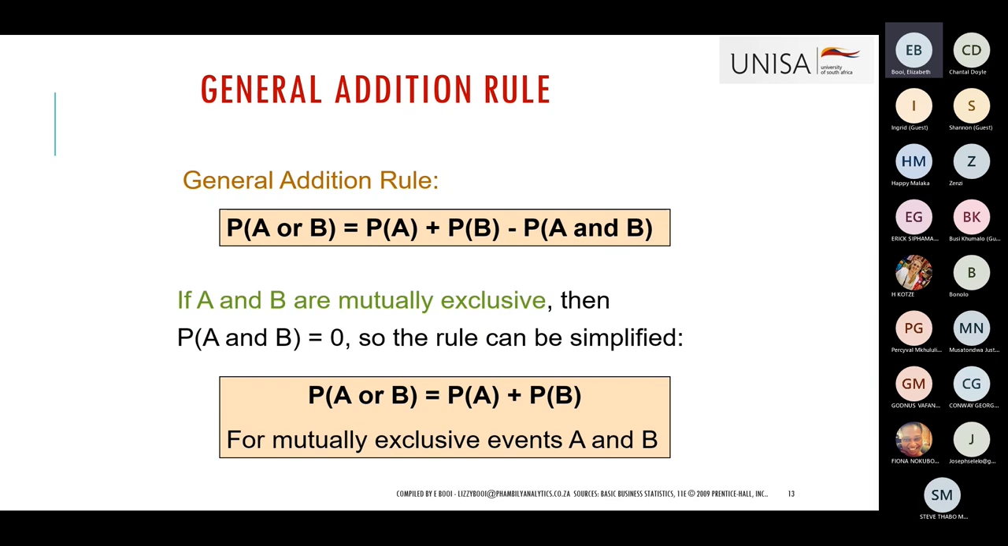But if and only if the events A and B are mutually exclusive, then the probability of A and B will be equal to zero, because that is an impossible event. So the probability of A or B will be just given by the probability of A plus the probability of B. Only if they are mutually exclusive. Otherwise, this is the general formula that we're going to be using: the probability of A or B is the probability of A plus the probability of B minus the probability of A and B.